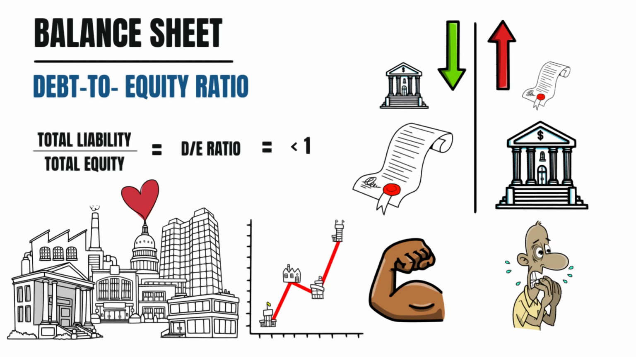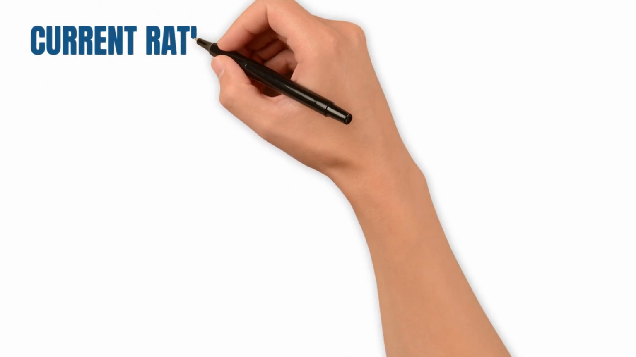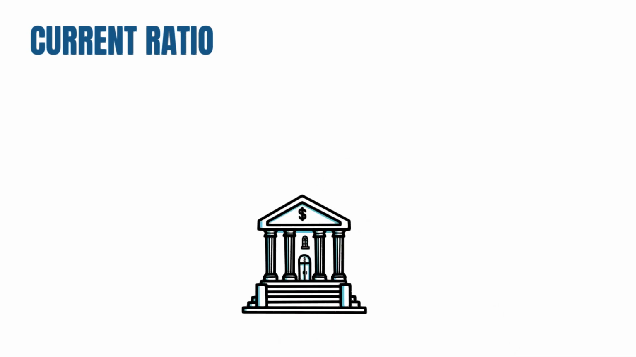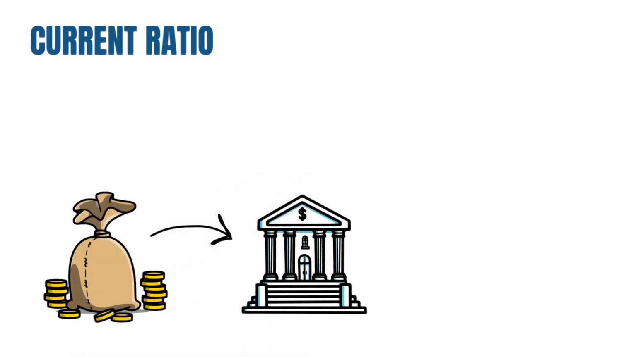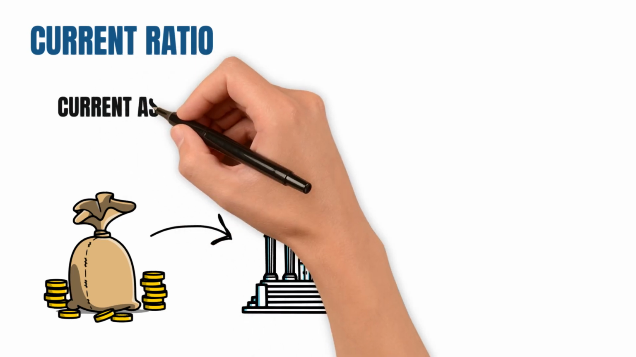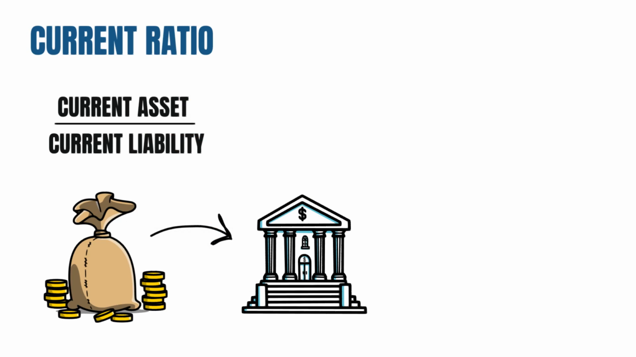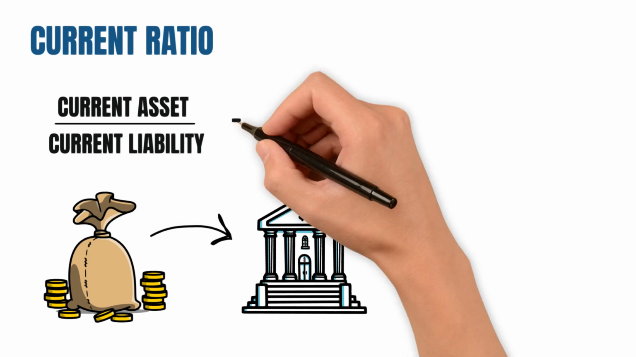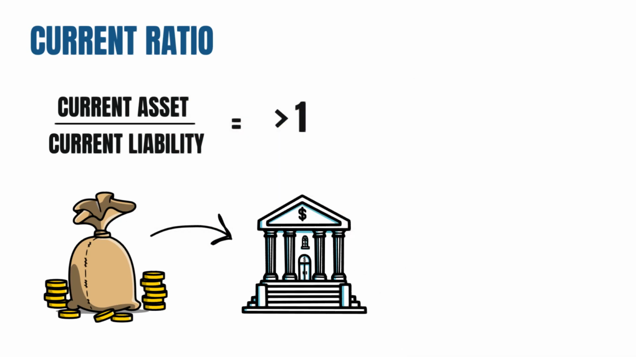Another important metric to consider is the current ratio. The current ratio is a measure of a company's ability to pay off its short-term liabilities using its short-term assets. To calculate the current ratio, you simply divide the company's current assets by its current liabilities. Generally speaking, a current ratio of 1 or higher is considered to be good, as it indicates that the company has enough current assets to cover its current liabilities.